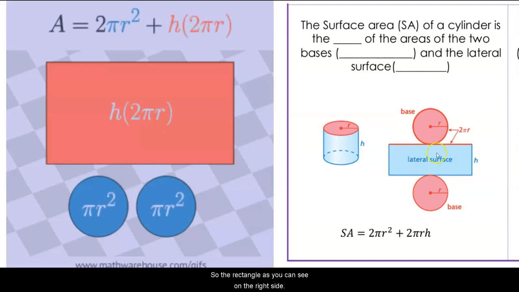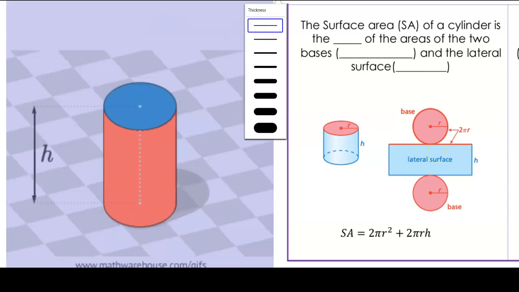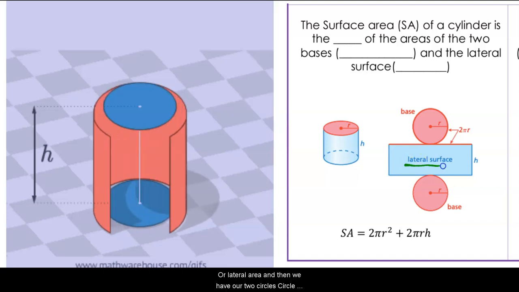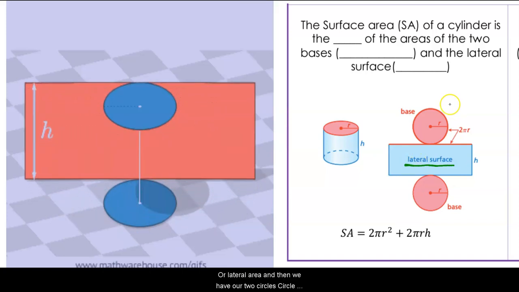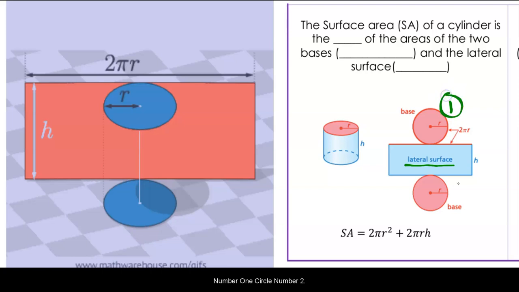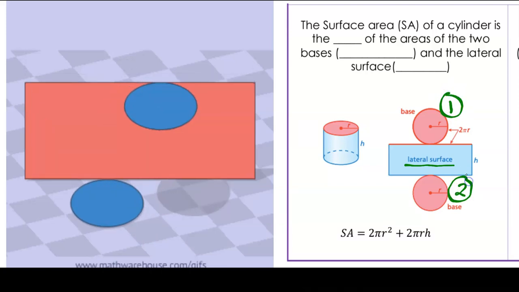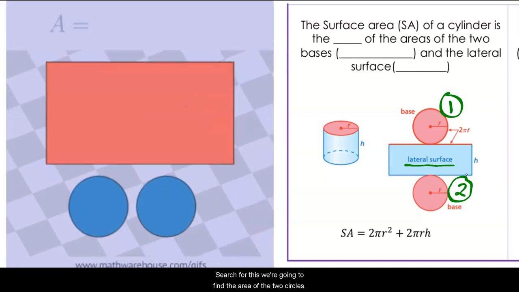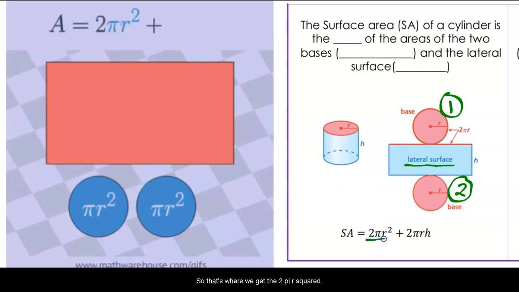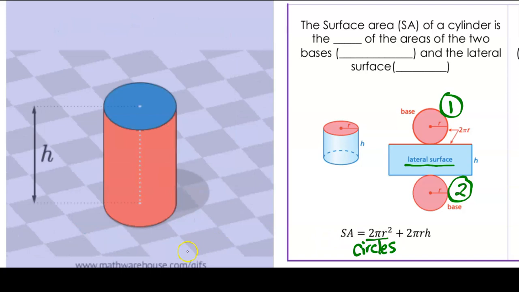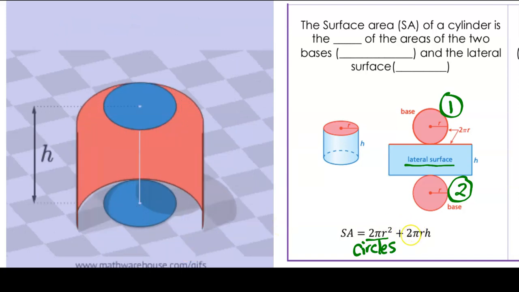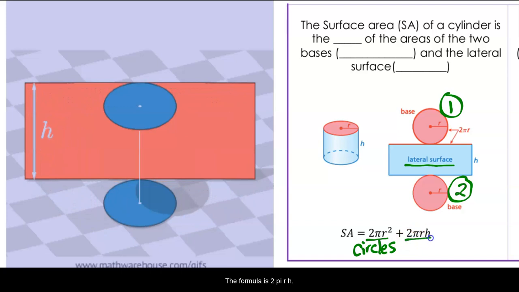So the rectangle, as you can see on the right side, is called the lateral surface or lateral area. And then we have our two circles, circle number 1, circle number 2. So for this, we're going to find the area of the two circles. So that's where we get the 2 pi r squared. That would be the area of the circles. And then for the rectangle, the formula is 2 pi rh. So that's our lateral surface.